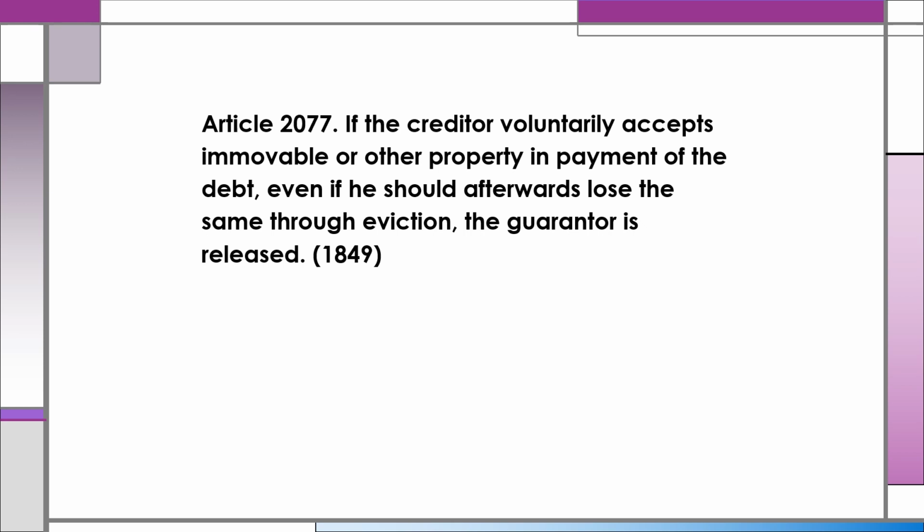Although it may revive the contract of loan, the contract between the creditor and the debtor, his eviction will revive the contract between the creditor and the debtor, but not the contract of guarantee. Release na si guarantor the moment the creditor accepts an immovable as payment from the debtor, even if he should afterwards lose the same through eviction. Kahit mawala sa kanya yung lupain dahil may nag-claim at napatunayan na pag-aari pala ng ibang tao, yung contract of guarantee, hindi na siya nare-revive.